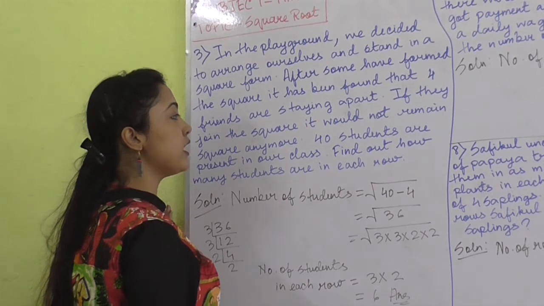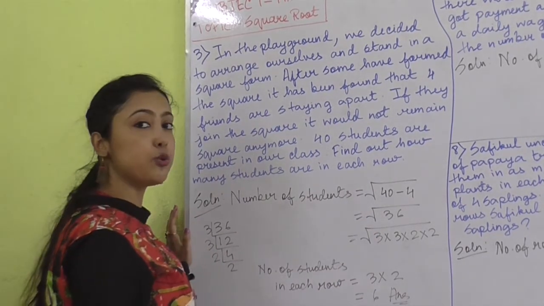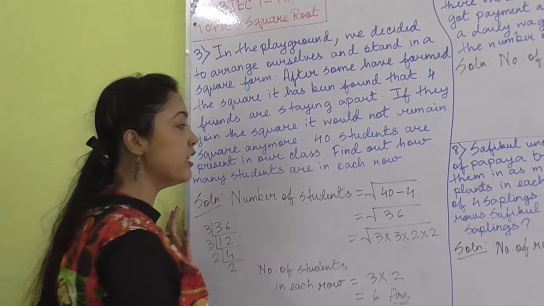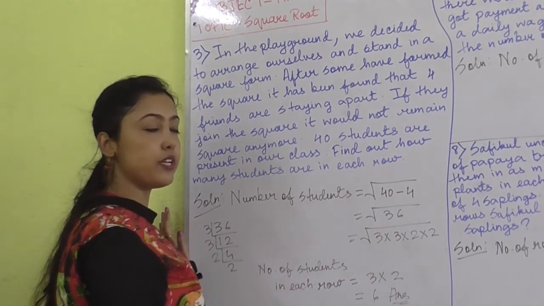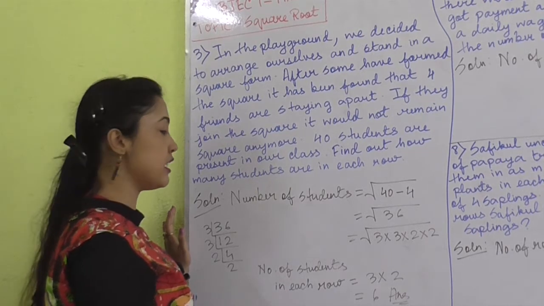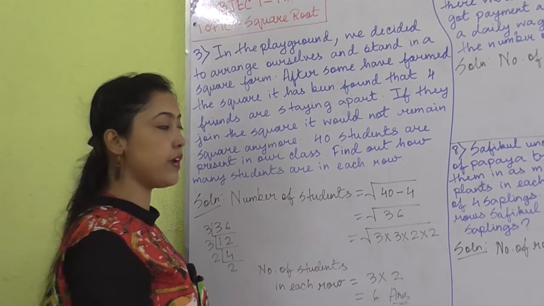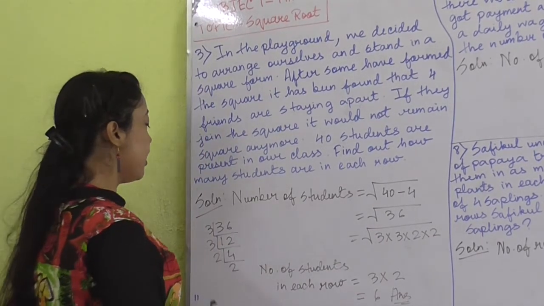So first of all, the total number of students present is given as 40. Now 4 of the students are not inside the square. So how many students are inside the square? 40 minus 4, that is 36. So 36 students are inside the square. So you have to find out the square root of 36 in order to find out the number of students in each row of the square. The square root of 36 I have shown over here.